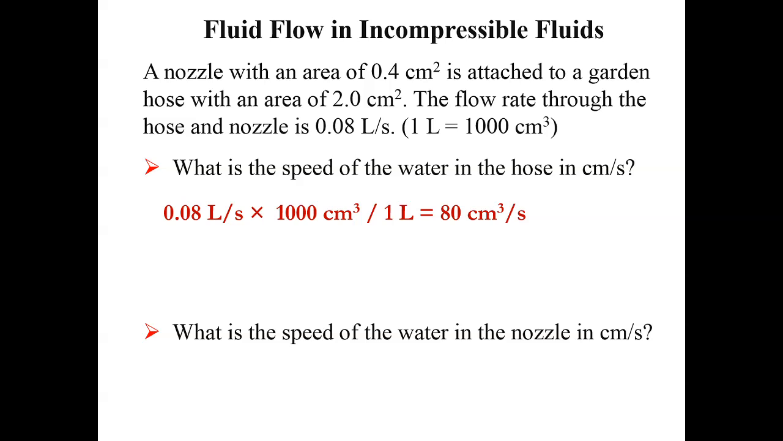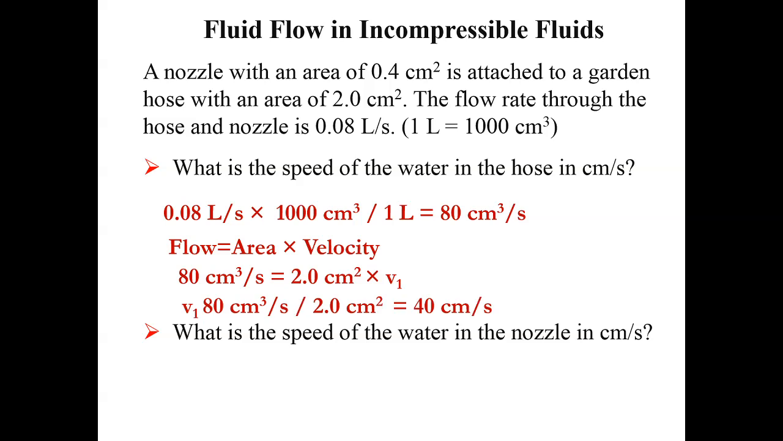Next, we know the flow and the area, so we want to solve for the velocity. The flow is equal to the area times the velocity. The flow is 80 centimeters cubed per second. That's equal to 2 centimeters squared area times the velocity. So we divide the flow by the area to get the velocity, which is 40 centimeters per second.